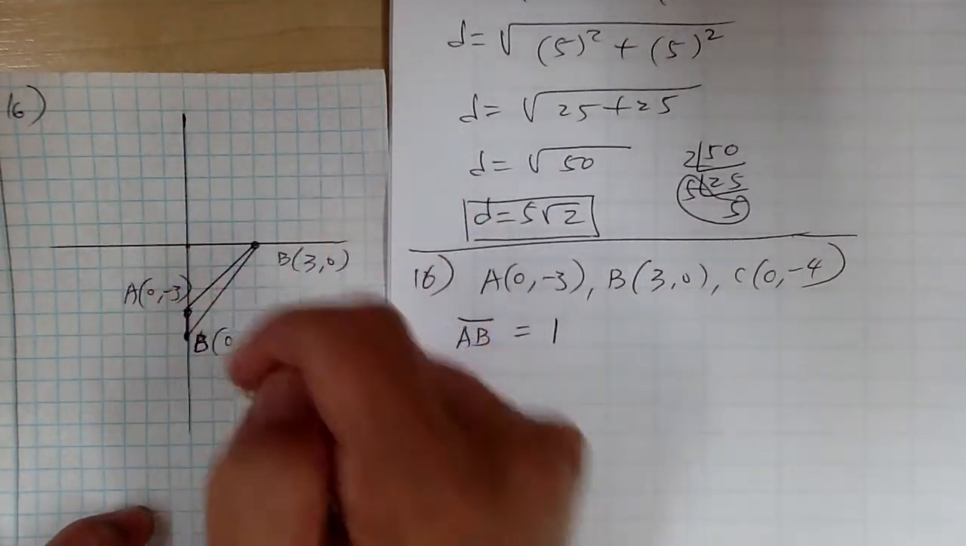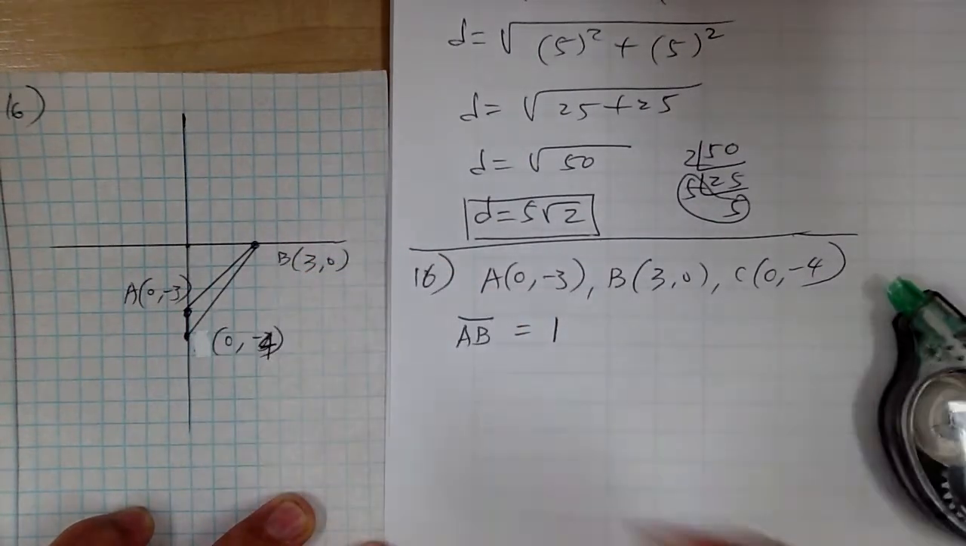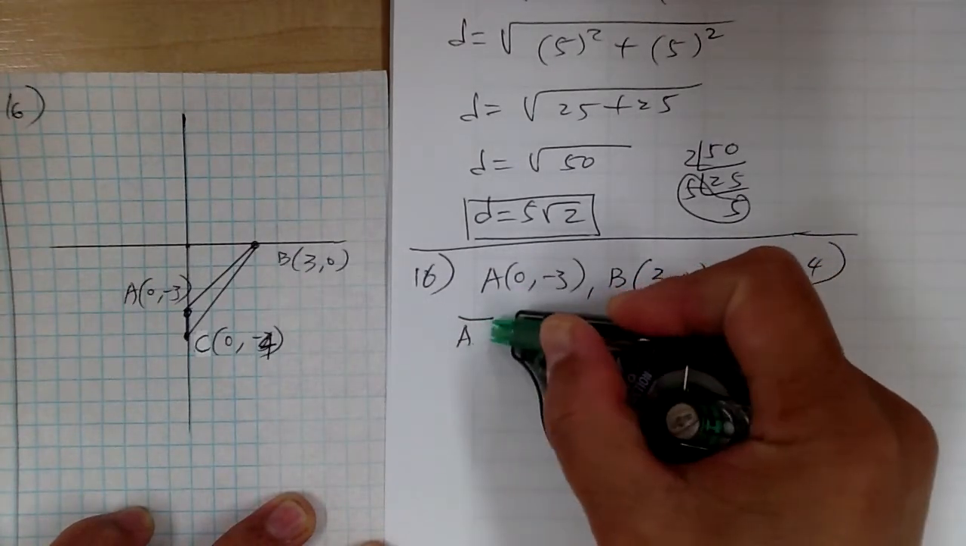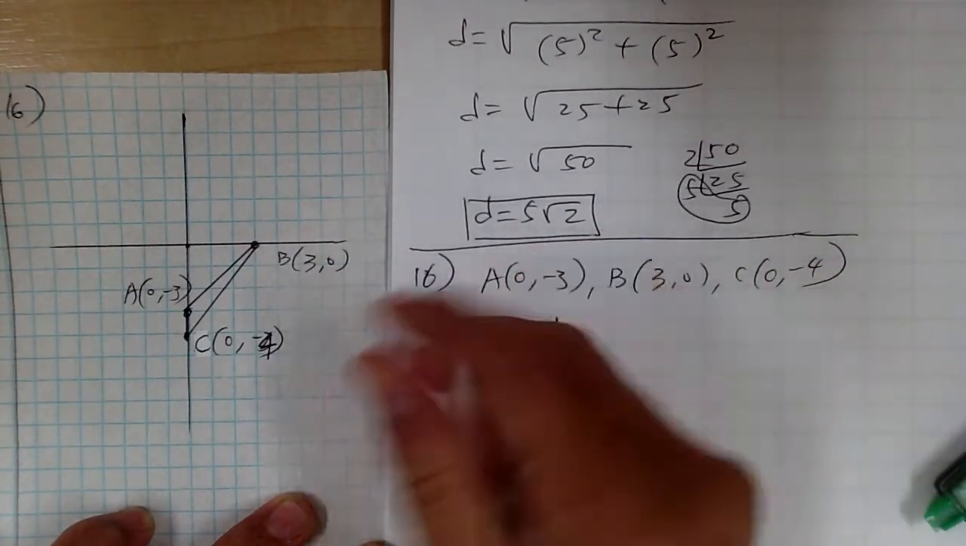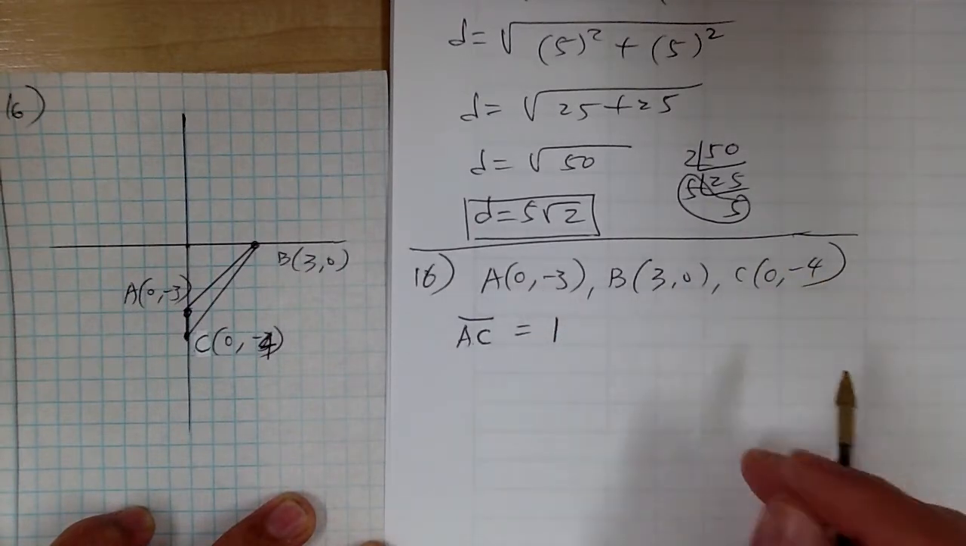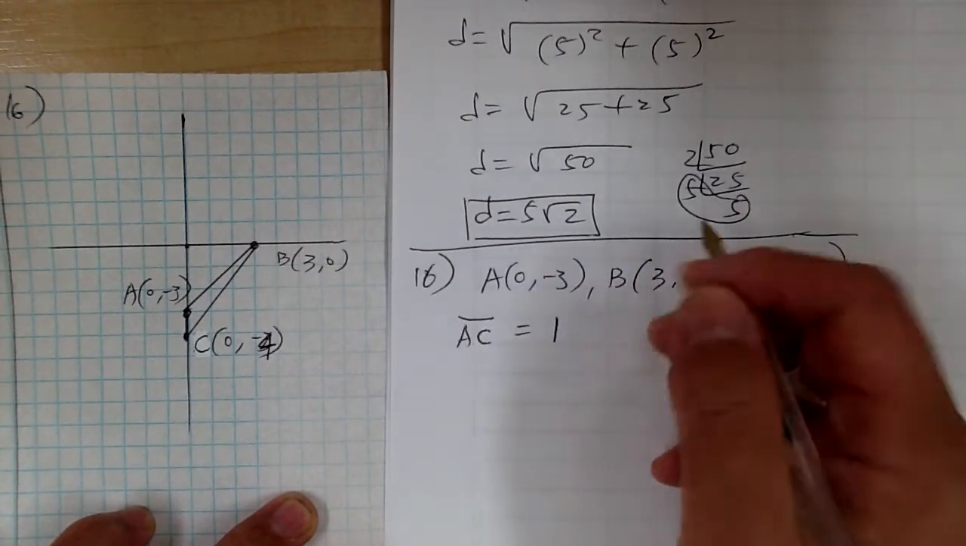Or you can just use, or this is C. Okay, so length AC is equal to 1. You can just subtract that and take the absolute value, right? This is the vertical distance.